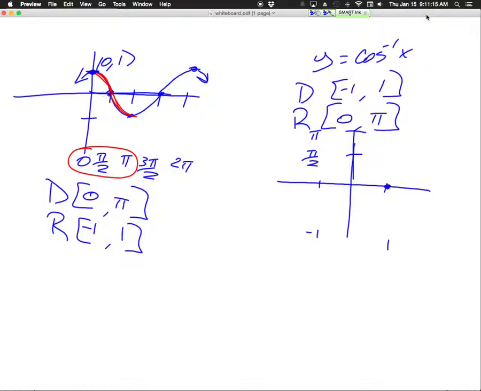Okay, the next dot I want is right here. What's that ordered pair? Pi over 2 and 0. So over there it needs to be 0 and pi over 2. So 0 and pi over 2 puts me there. And the last one, pi and -1. So over there it needs to be -1 and pi. I'm going to move this over a little bit. Right? So there are my 3 dots.